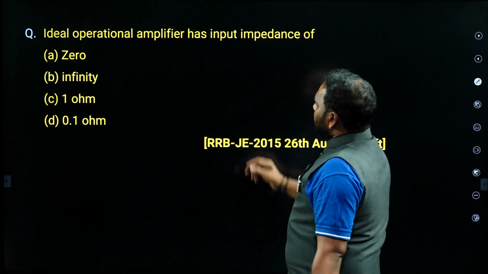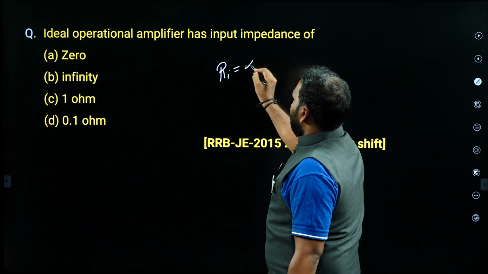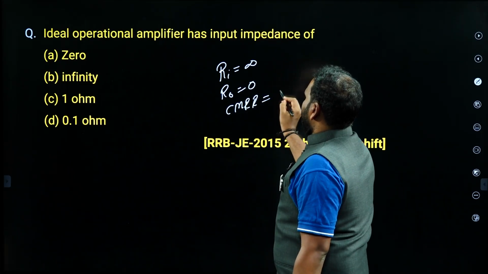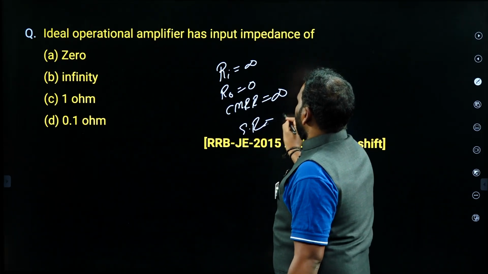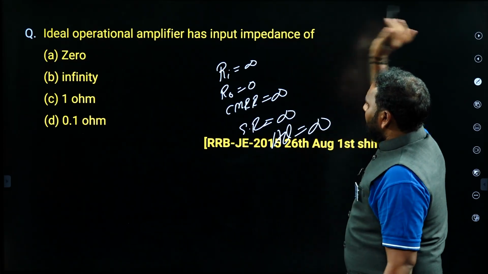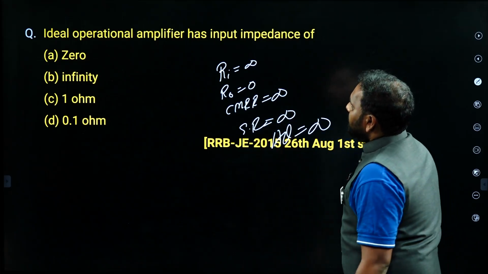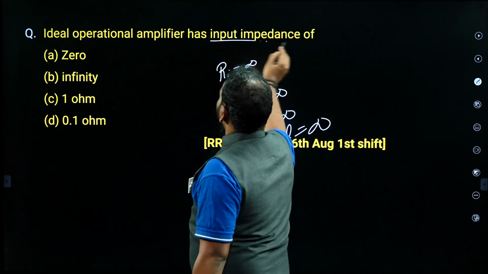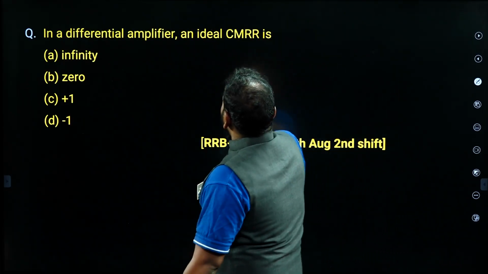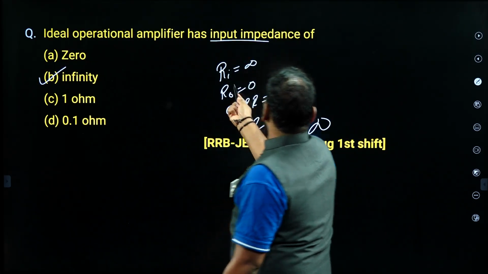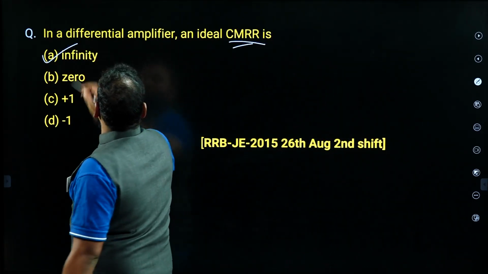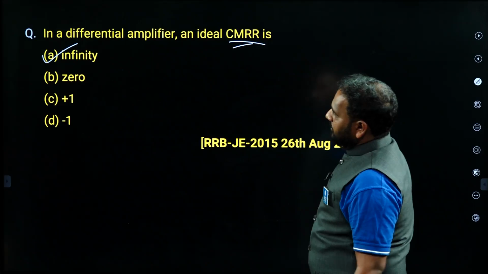Ideal op-amp specifications. Do you remember? Input impedance infinite, output impedance 0, CMRR infinite, slew rate also infinite, differential gain also infinite. I have given all the ideal specifications. He is asking only about input impedance, right? Input impedance infinite. CMRR, just now I have given somewhere here, yeah, this one, infinite. Ideal case, okay? Right.